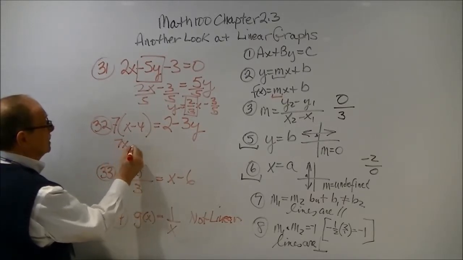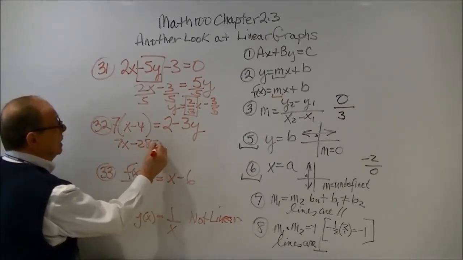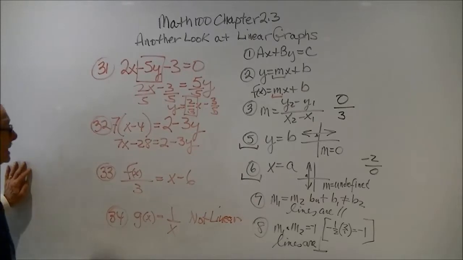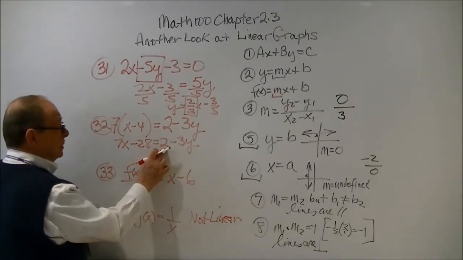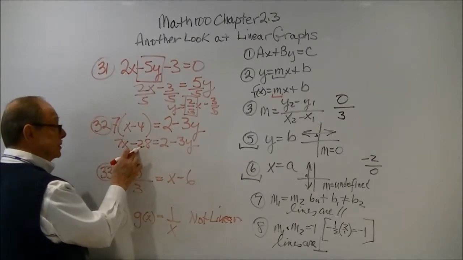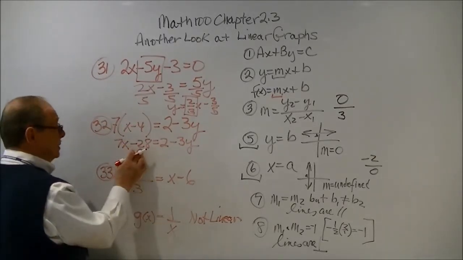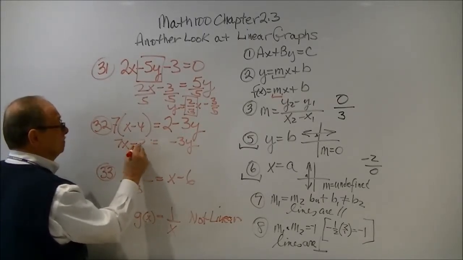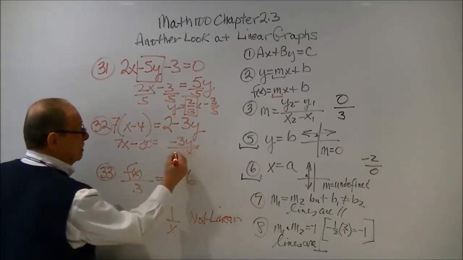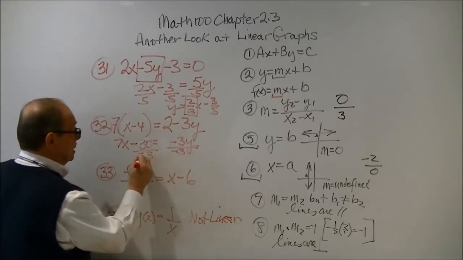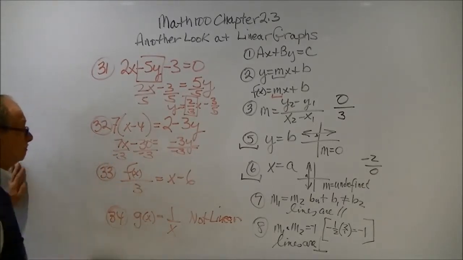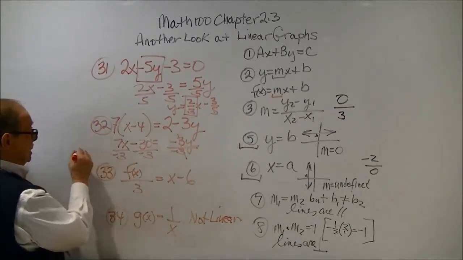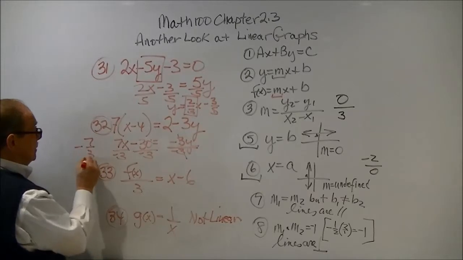Here we had to get rid of parentheses. So this is 7x minus 28 equals 2 minus 3y. So we're going to bring the 2 over to this side. That goes over as a -2. Add it, I get a -30. So I'll save some room here. Now I'm going to divide everything by a -3. And notice this ends up being a positive y. So my slope here is going to be -7/3.